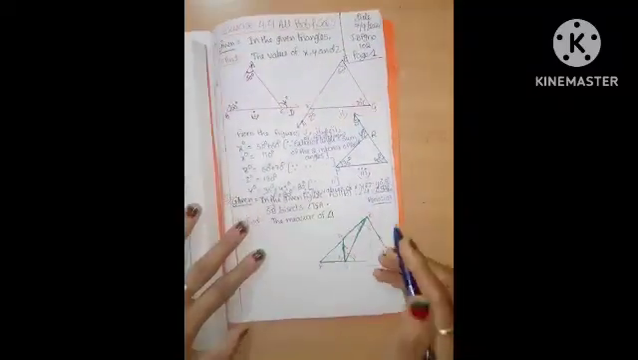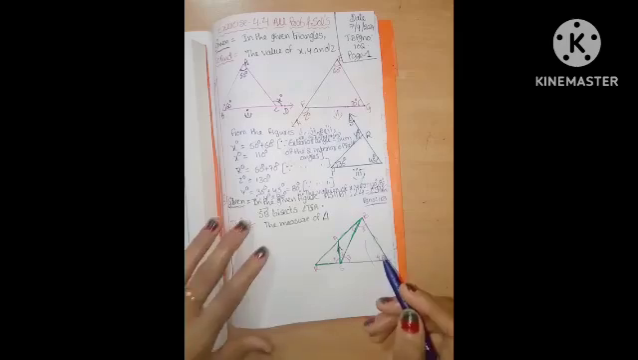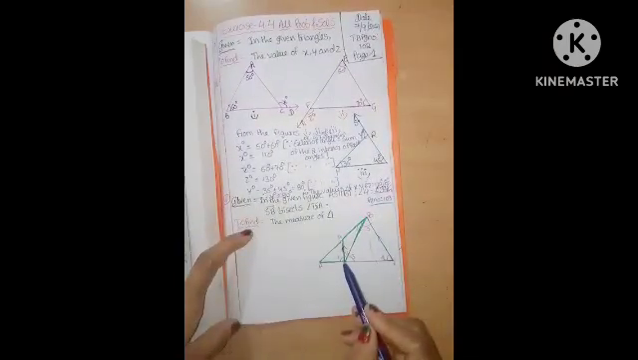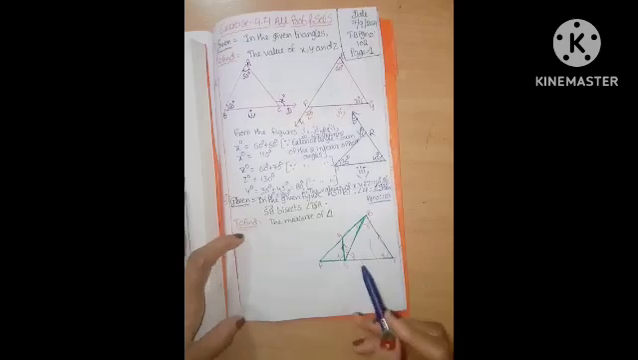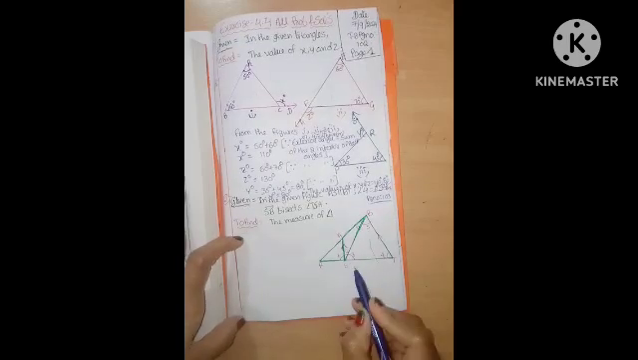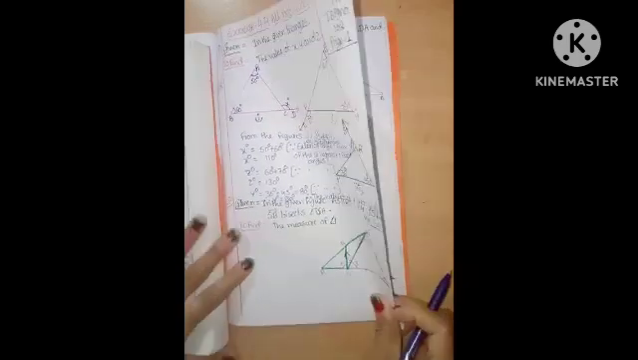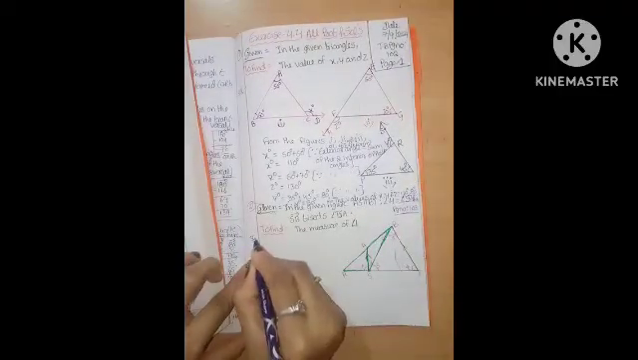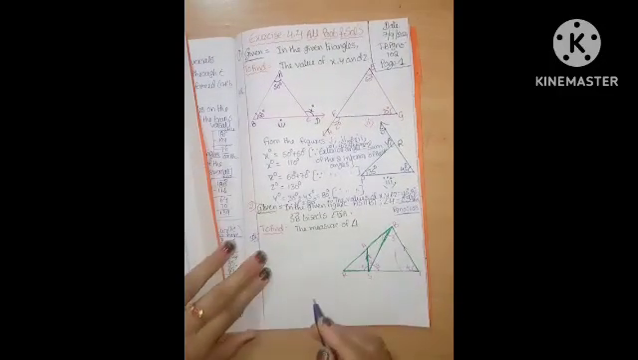How will you find the measure of angle 1? By using the sum of the angles at point S is equal to 180 degrees. That property is used in this problem, and we will get angle 1. Next, let us see the solution for this problem.